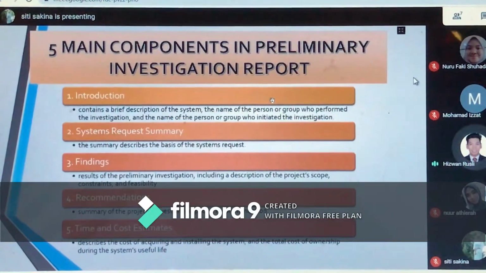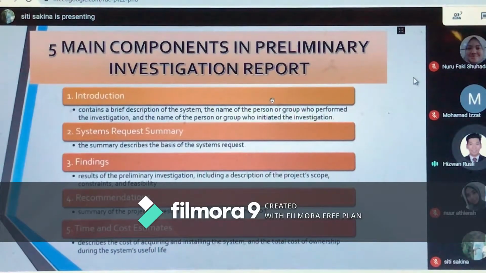The second component is system request summary. The summary describes the basis of the system request. There will be a detail of the request summary. And the third component is the finding section, which contains the results of the preliminary investigation, including a description of the project scope, constraints, and feasibility.